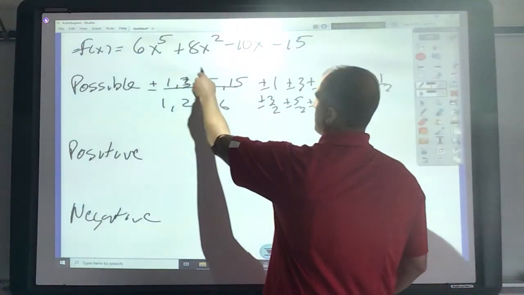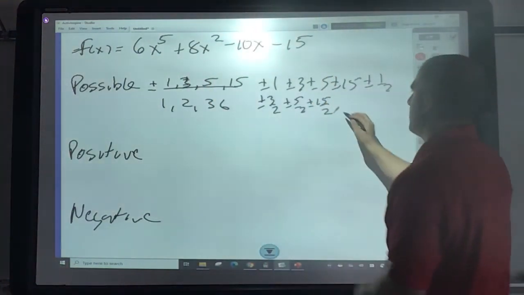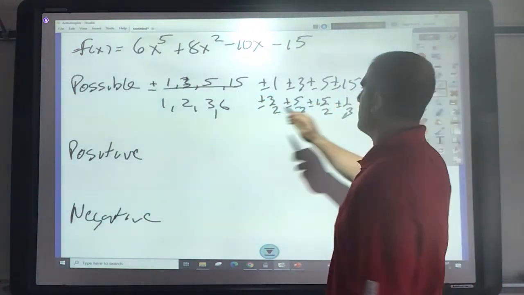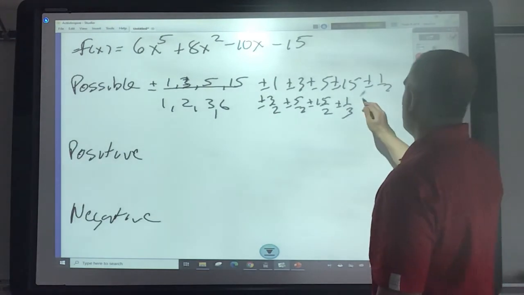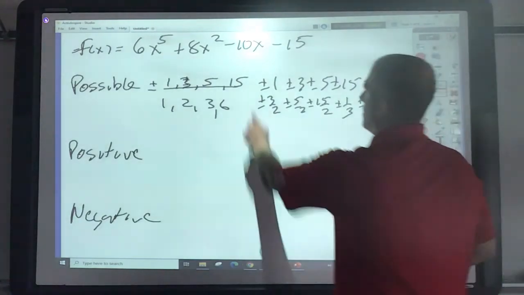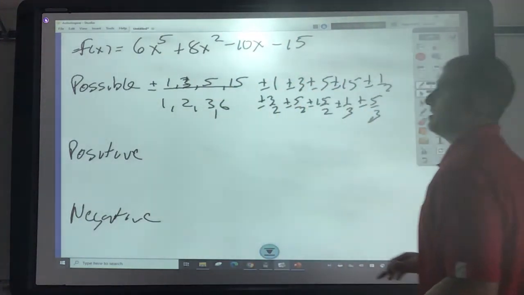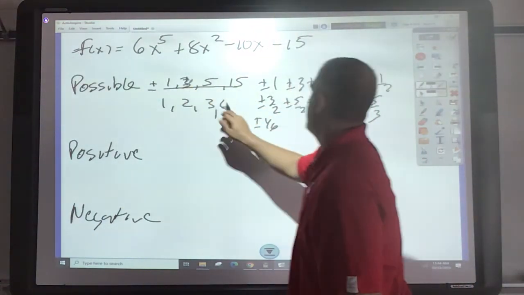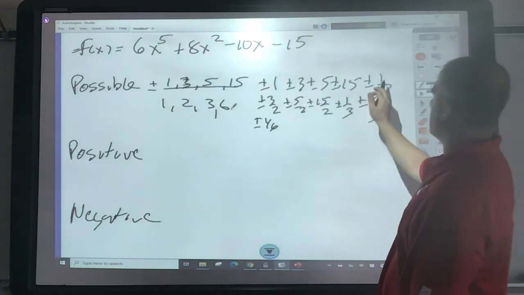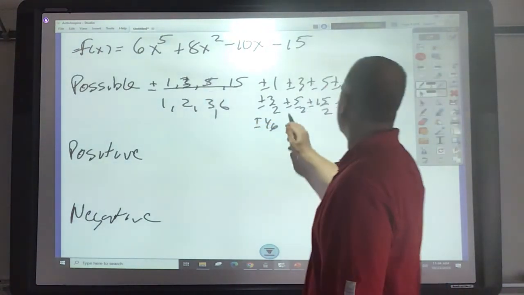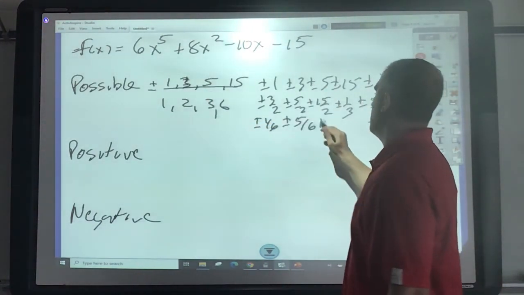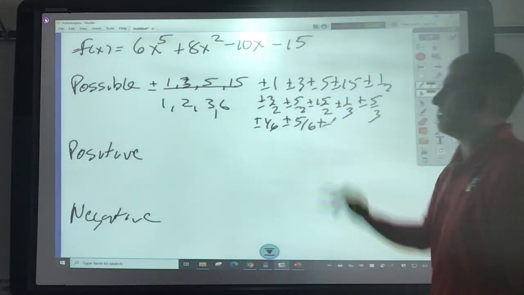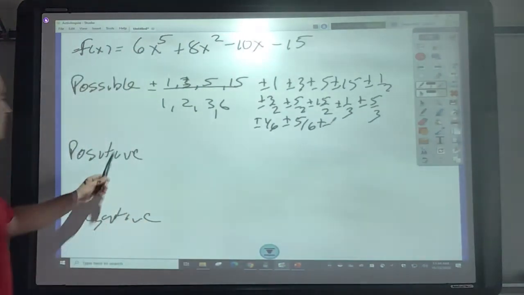Now I'm going to divide all of them by 3. 1 divided by 3 would be a third. 3 divided by 3 would be 1, that's already there. 5 divided by 3 would be 5 thirds. 15 divided by 3 would be 5, already there. Now I'm going to divide them all by 6. 1/6. 3 divided by 6 will be a half. Is that there yet? Yep, that's already there. 5 divided by 6 would be 5/6. And then 15 divided by 6 would be 5 halves, which I think is already here. All right, let's check out the positives.